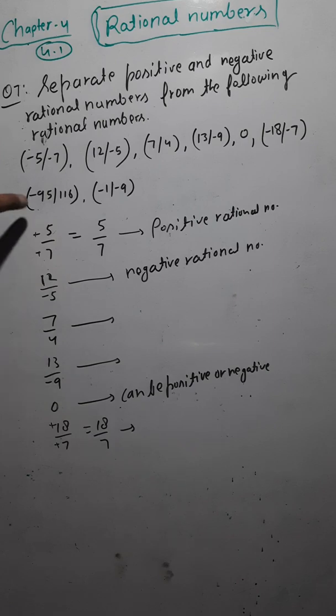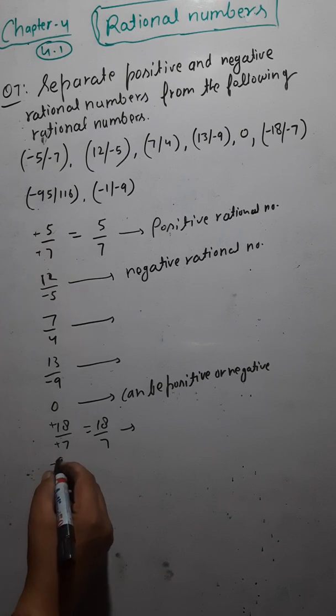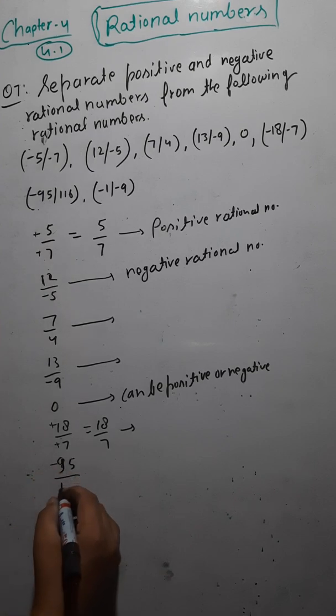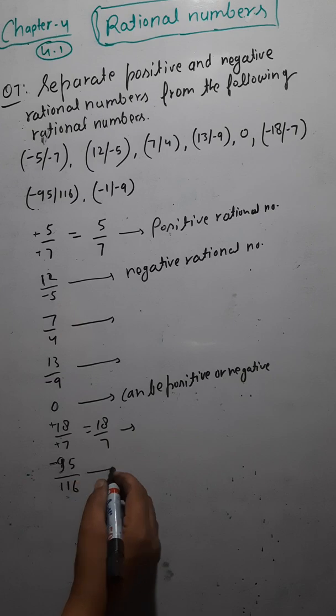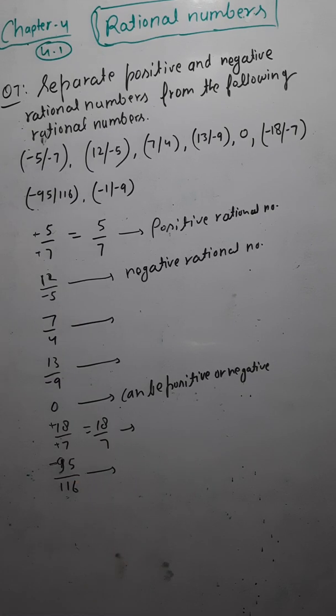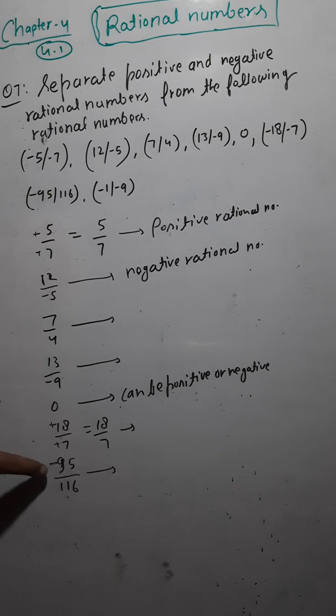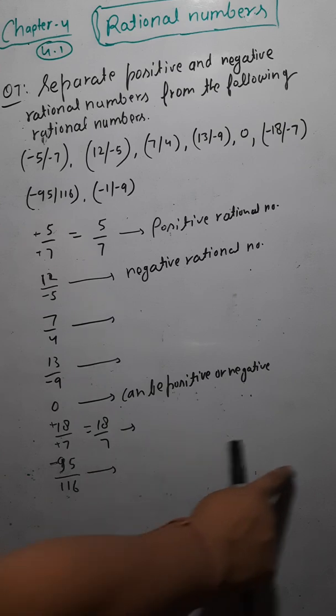Okay. Similarly, minus 95 by 116. So just tell me whether this is positive or negative. Yes, the numerator is negative. Either numerator or denominator, if one of them is negative, then you would be calling it a negative rational number. So hence the numerator is negative here. So it means this is also a negative rational number.